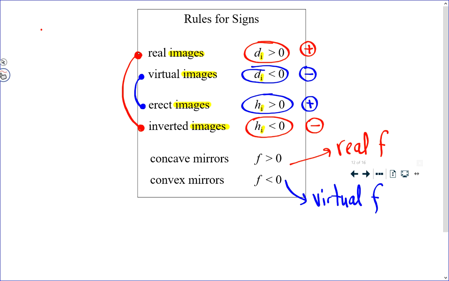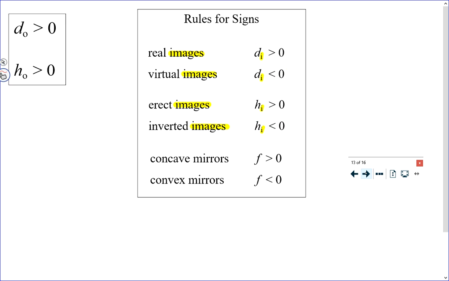By the way, what I didn't put in your notes, and I probably should have, is the rules for the properties of the object. And the rule is really, really simple. The height and displacement of the object are always positive. You always have positive properties for the object.